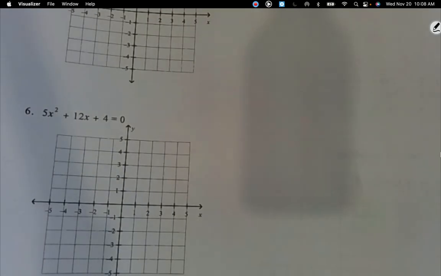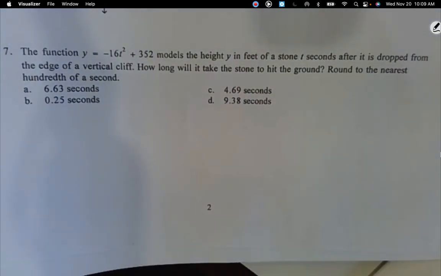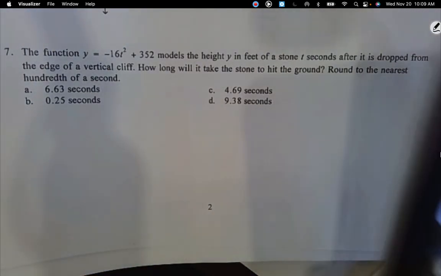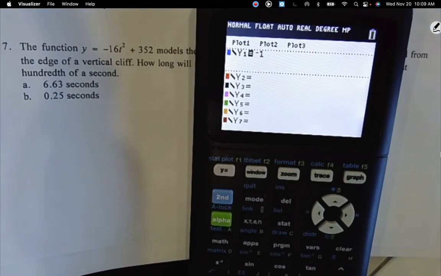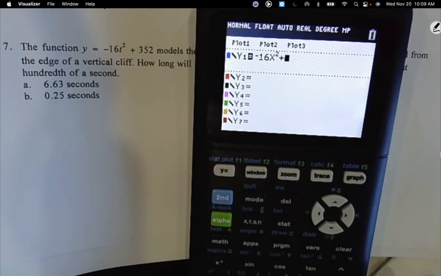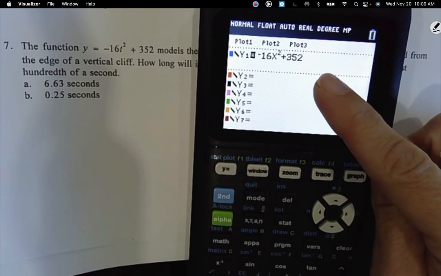Okay, then the next one. Okay, this one, it looks like that's all my solve by graphing. So let's skip down to this one. A stone is dropped from a cliff. So I would use my y equals, and let's graph this and see a picture. Negative 16x squared plus 352. Y'all, that plus 352, guess how far up it takes us? 352. Okay? Most likely, something like that.